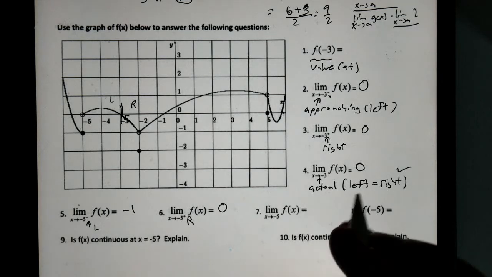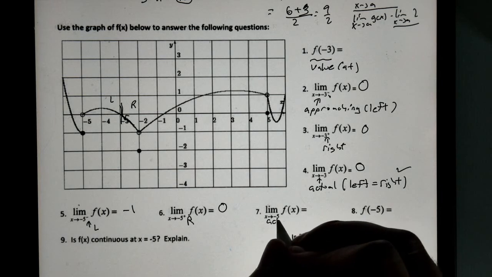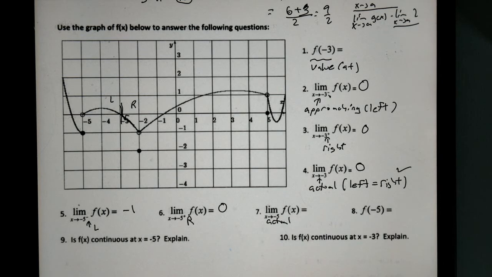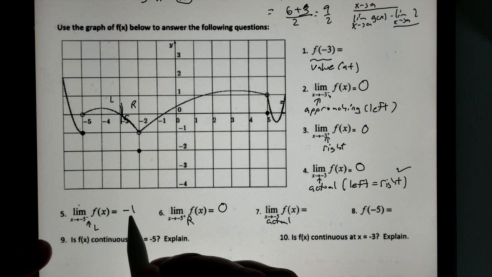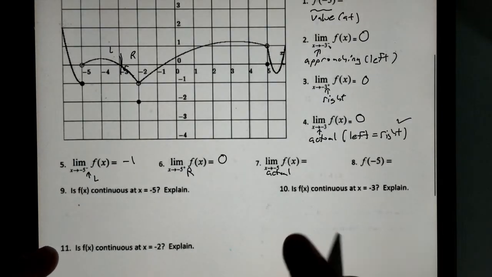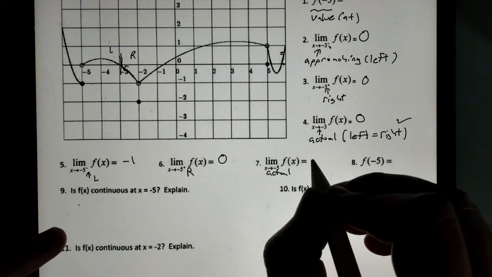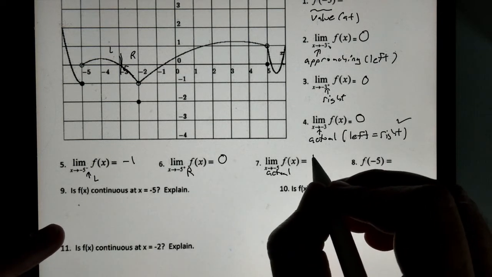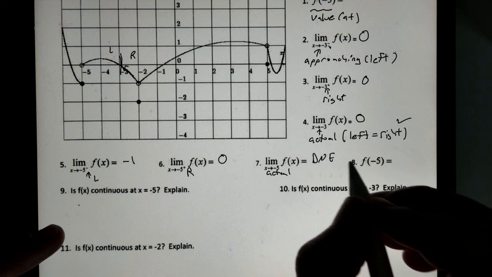Now we're looking for the actual limit for part 7. So for this one right here, the actual limit, we notice the left is approaching -1, but the right is approaching 0. So they're not the same. So we're going to say that this does not exist.